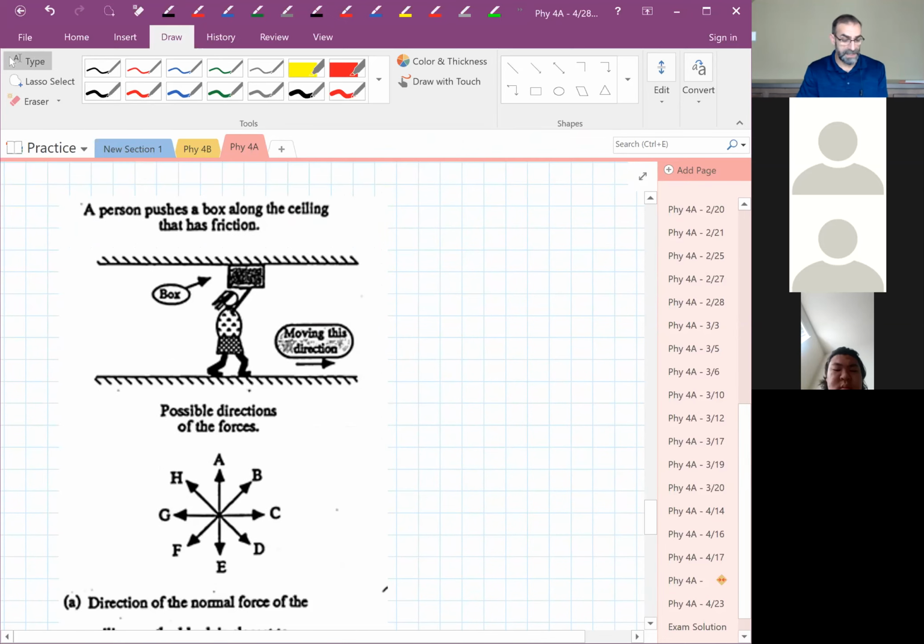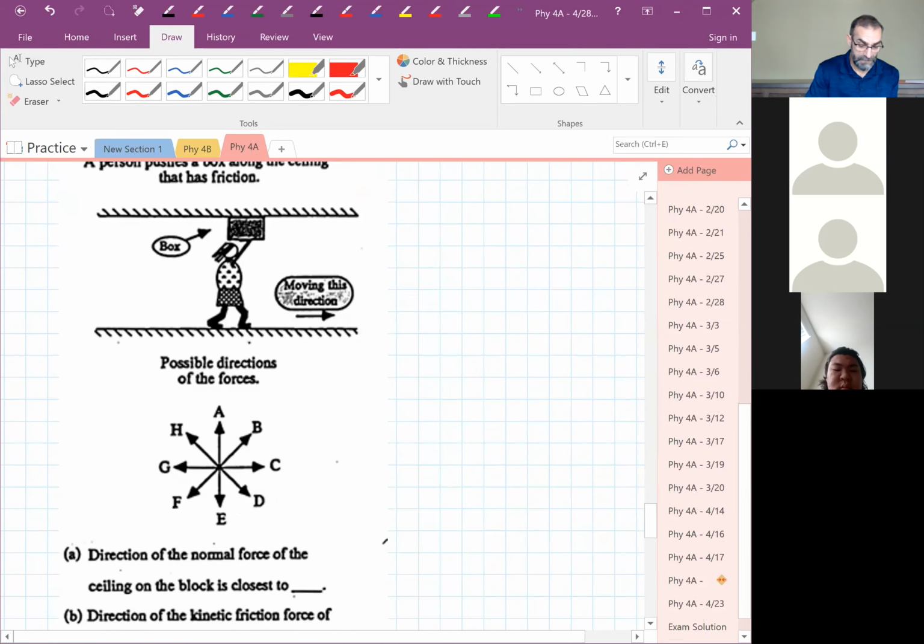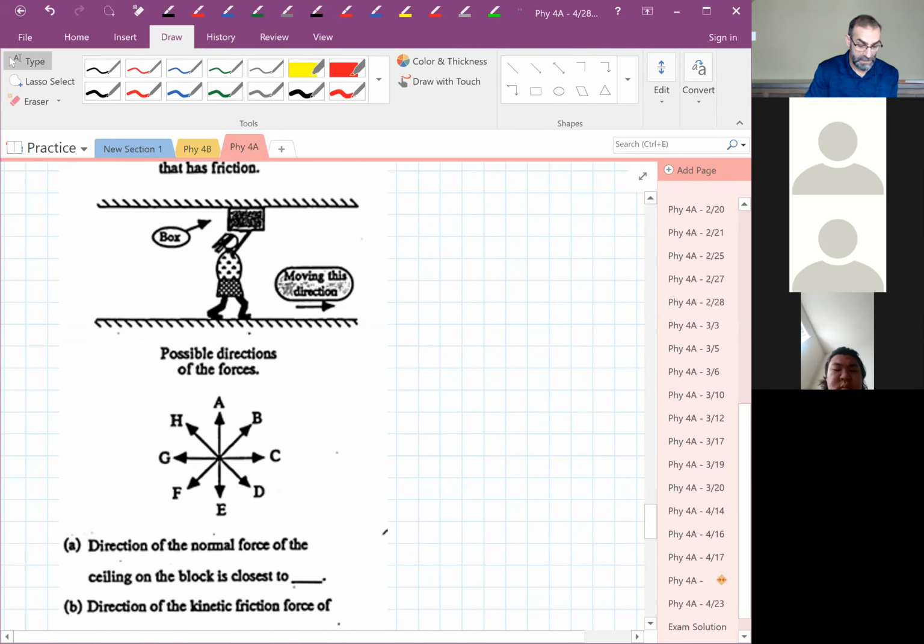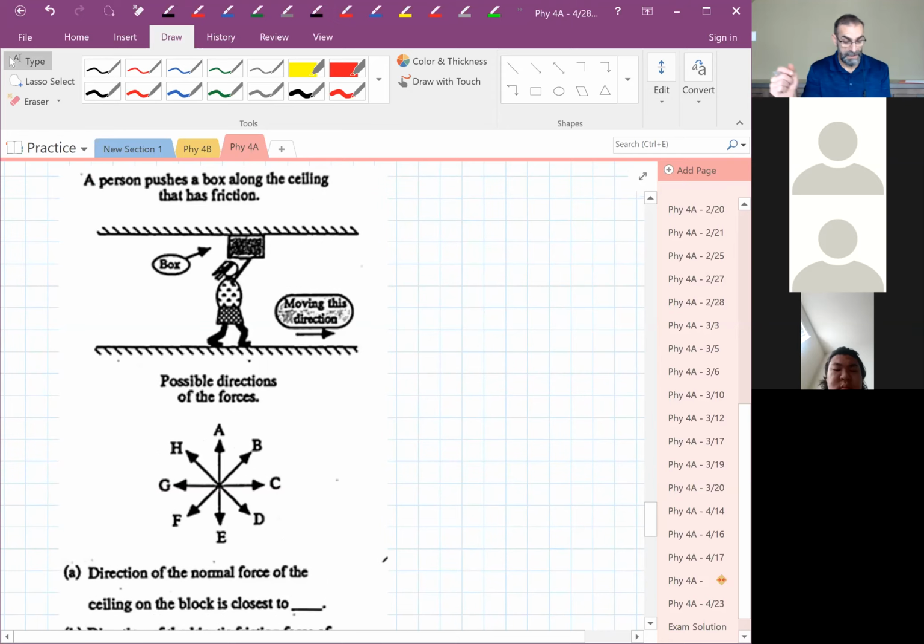So we've got a person pushing a box that's sliding along the ceiling. They're moving to the right. The box is sliding along the ceiling. Okay. So first one, normal force of the ceiling on the block.